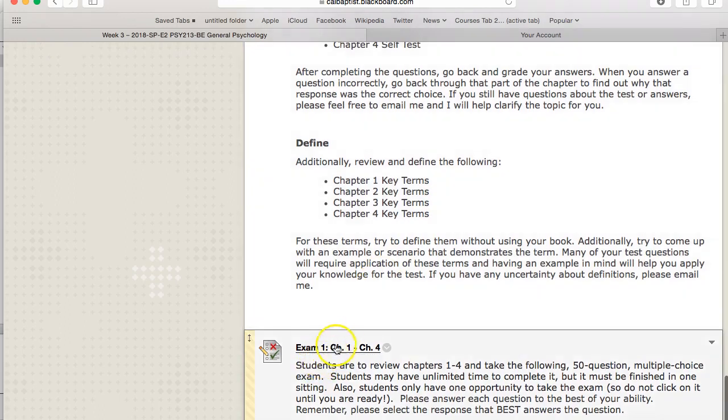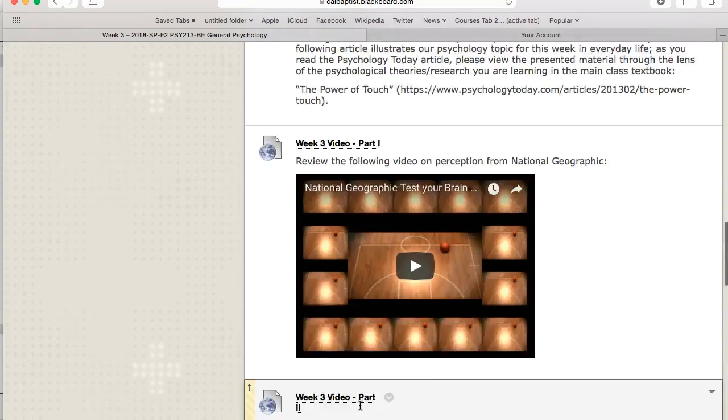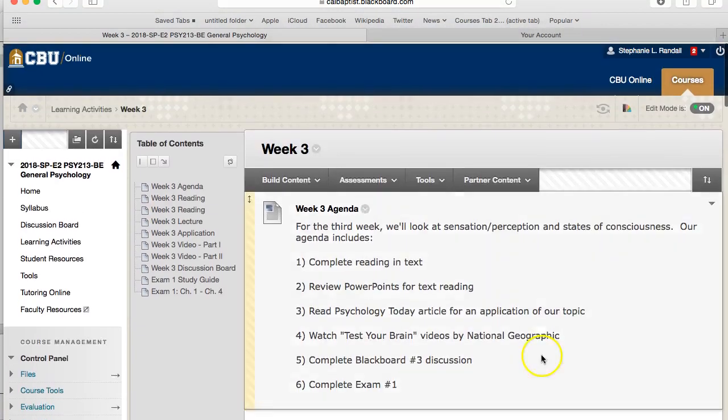And then, like I said, here's the exam. You just click on it. It's 50 questions, multiple choice, and you only have one opportunity to take the exam. Unless something happens, please feel free to email me. I can reset the exam for you, but you only have one chance to take the exam. And I'm sure you all do really well. All right, so let's go ahead and jump in.